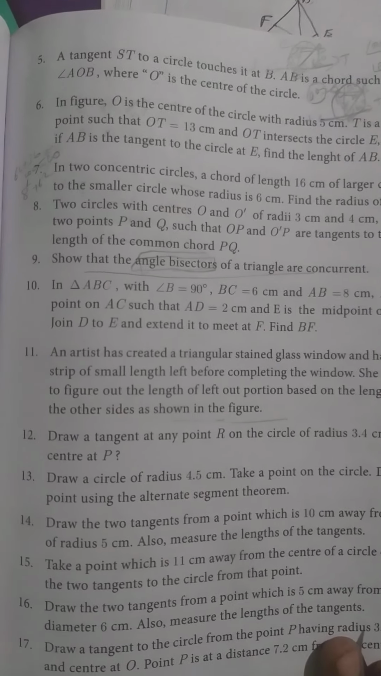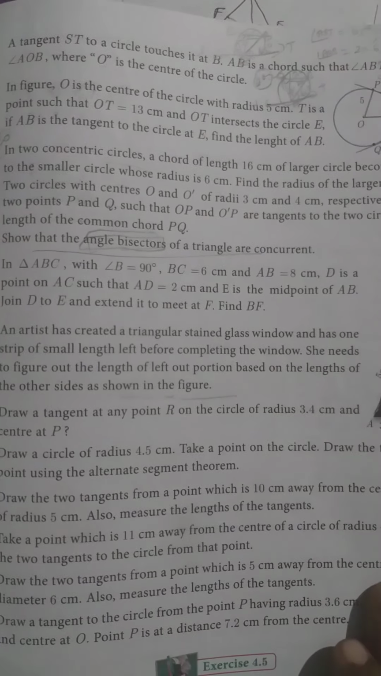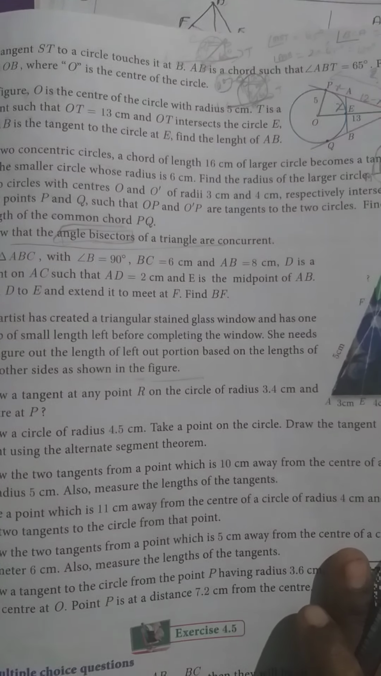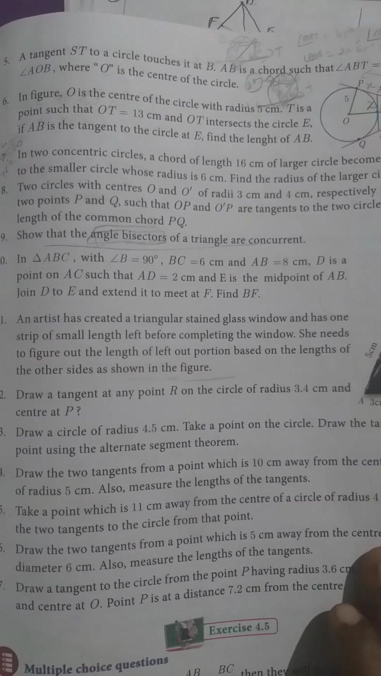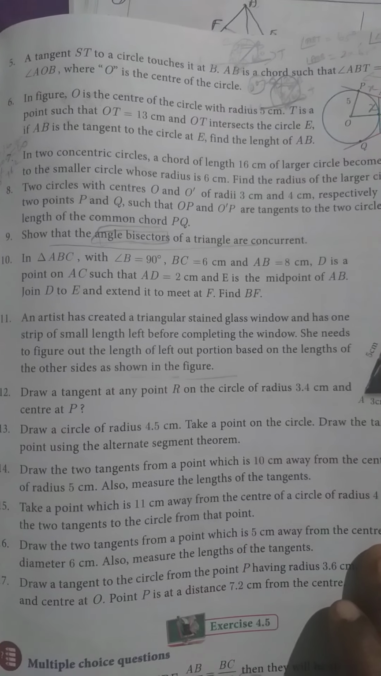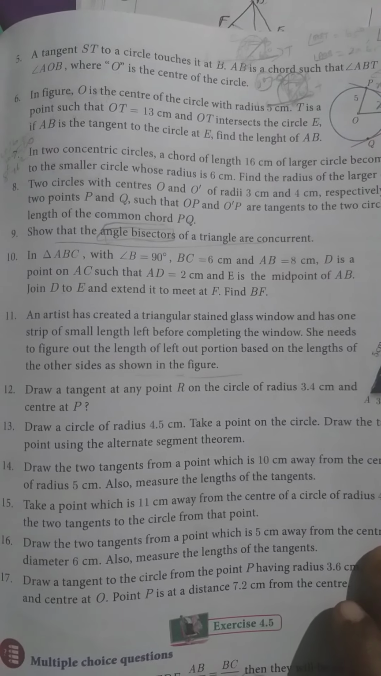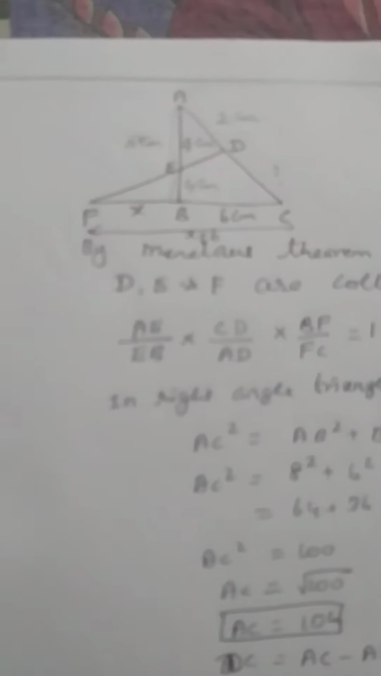Here in triangle ABC, angle B is given as 90 degrees, BC is 6 and AB is 8. D is a point on AC with AD equal to 2, and E is the midpoint of AB. Join D to E and extend to meet at F. Find BF, that only is asked. Draw the diagram first. B is the right angle.